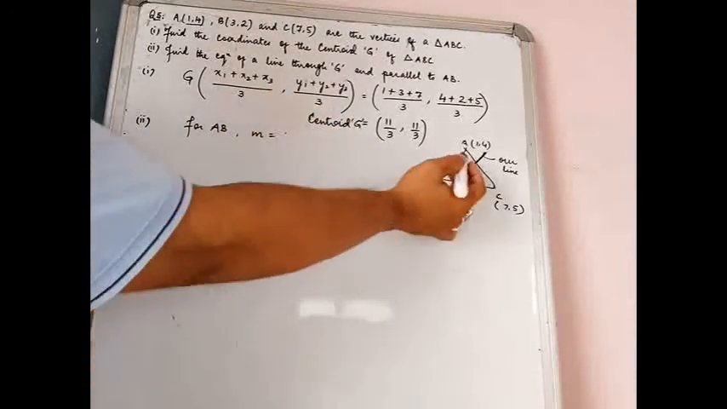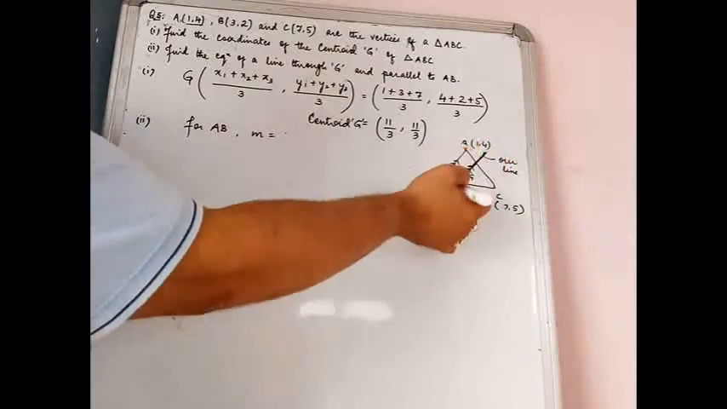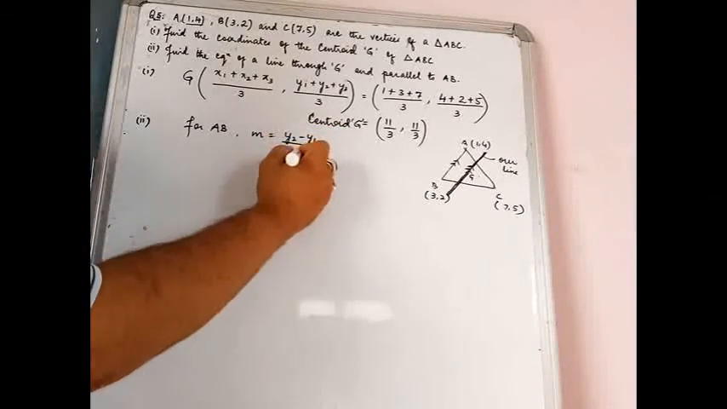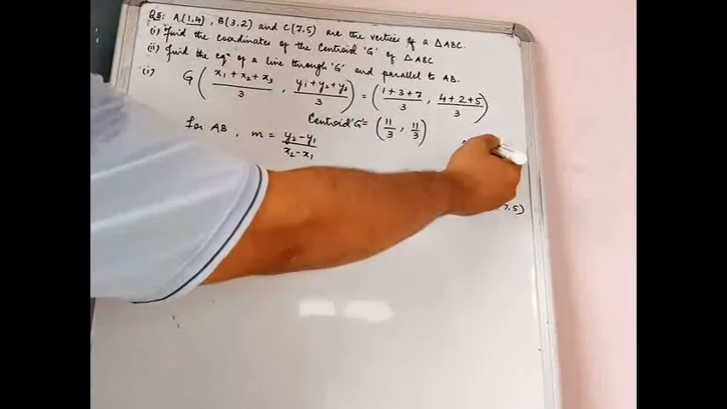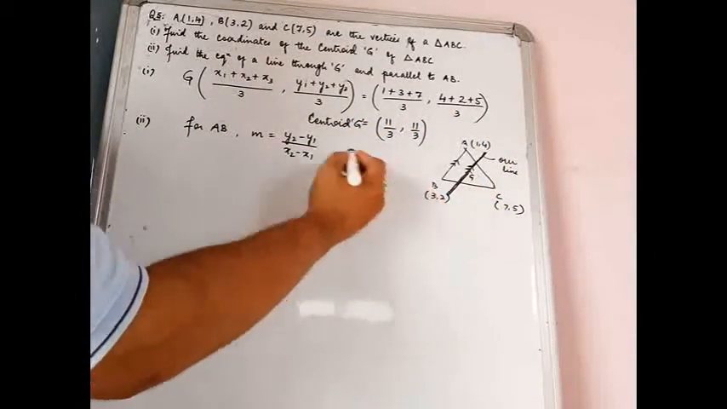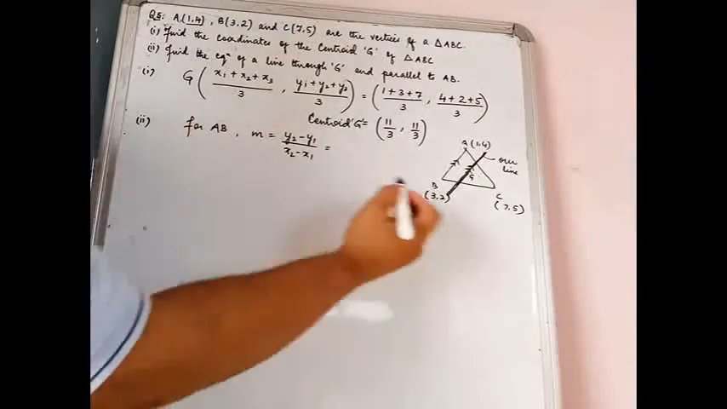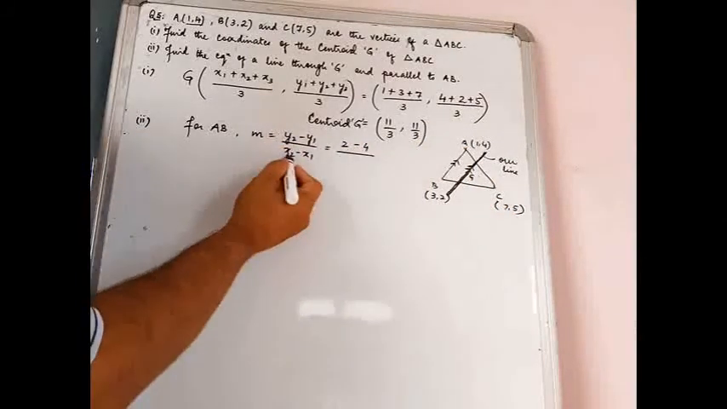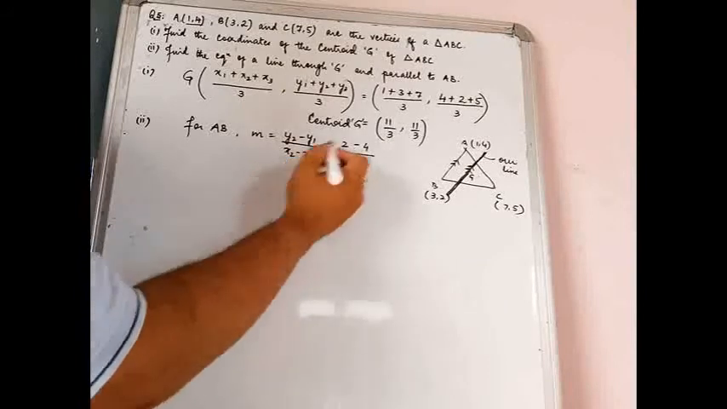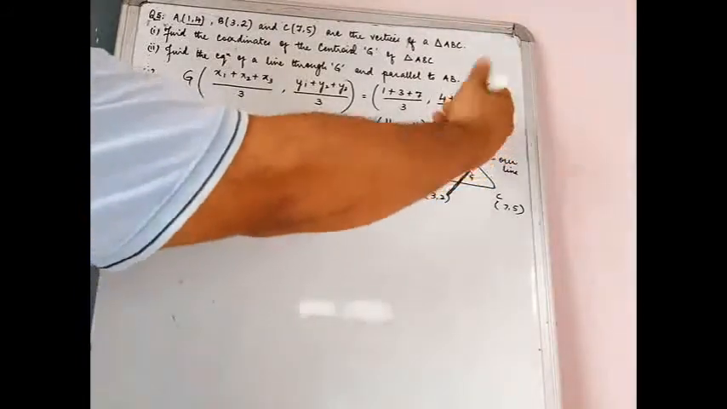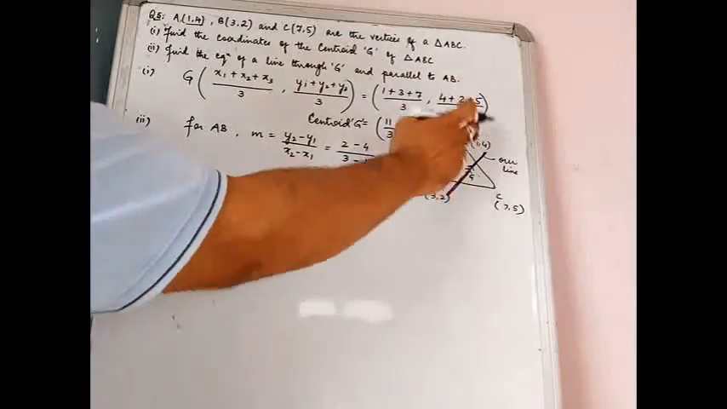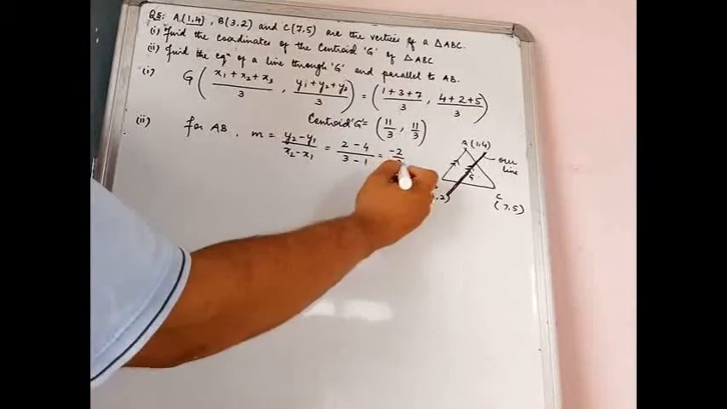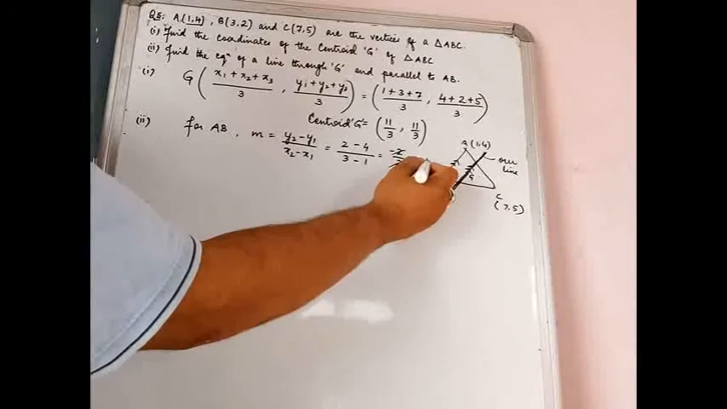Which formula will we use for finding out the slope of AB? A and B are 2 points, both points are known. Apply the formula y2 minus y1 upon x2 minus x1. You can treat this point to be x1 y1, this point to be x2 y2. So y2 minus y1, y2 is 2 minus y1 is 4, upon x2 is 3 minus x1 is 1. You can do the reverse also, it doesn't matter. 2 minus 4 will give you minus 2, and 3 minus 1 will give you 2, so they get cancelled out. You have a value as minus 1.